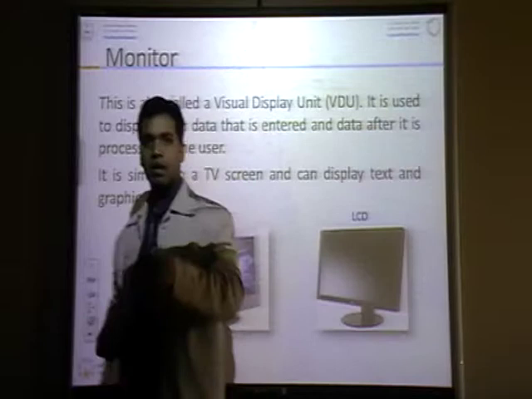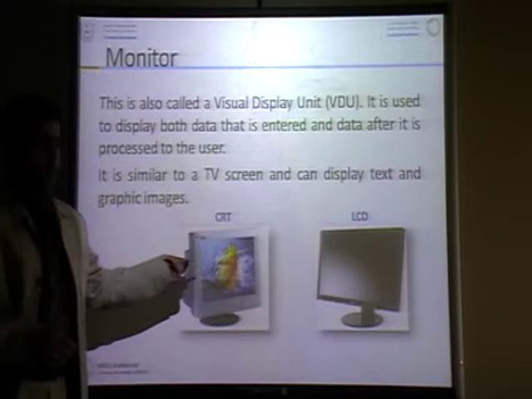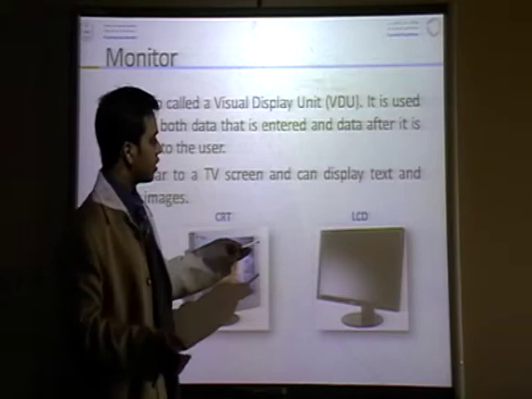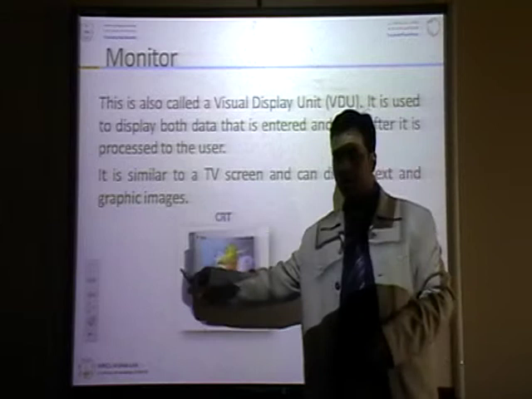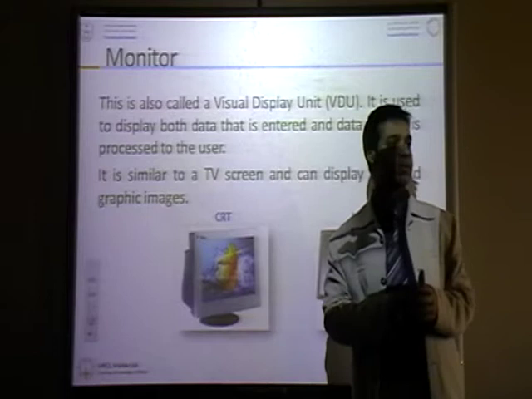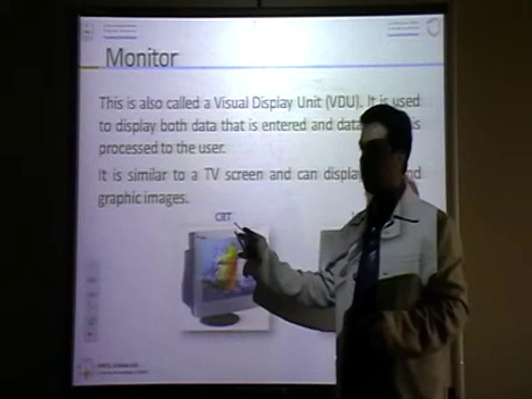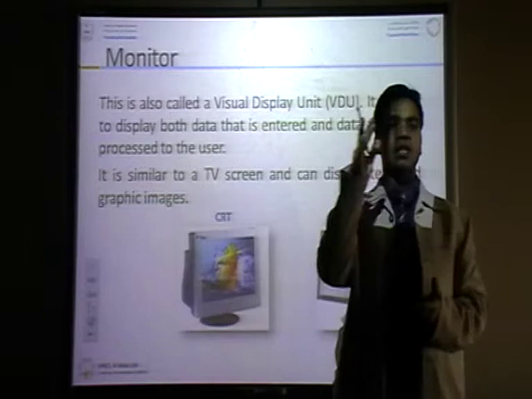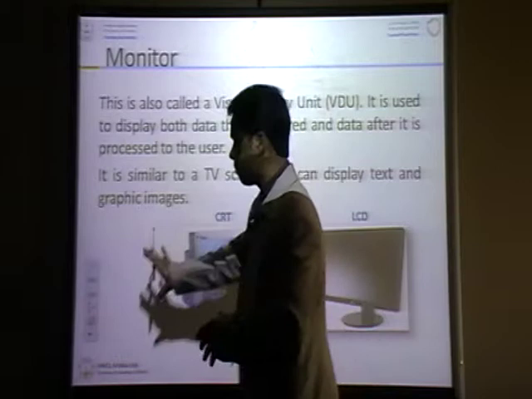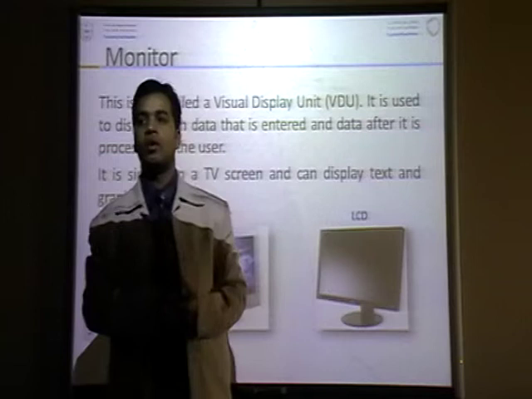Can you see it? Okay. What is this? CRT. This is a screen, monitor. This is the old monitor. What we are using now is the new monitor. That is CRT and this is LCD. Do you know what is the full form? CRT: C, R and T. Cathode ray tube. It is an electronic tube. When you open the computer backside, you will see it is a big one. That is called cathode ray tube.